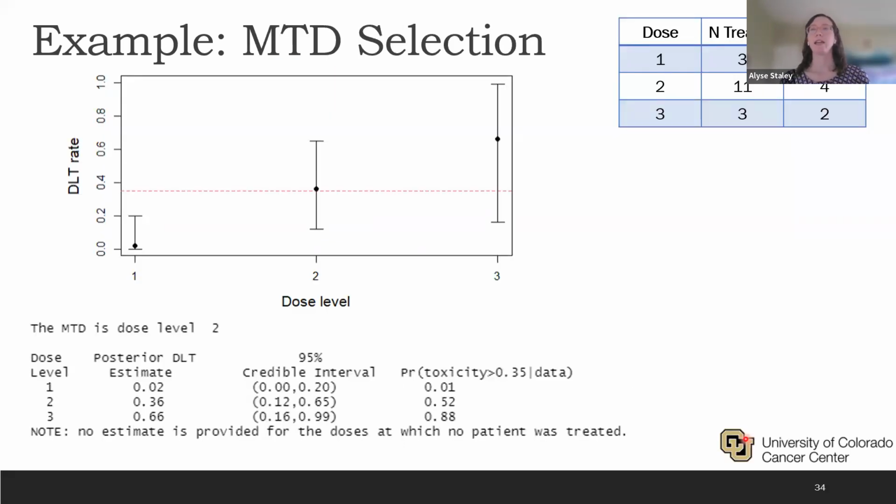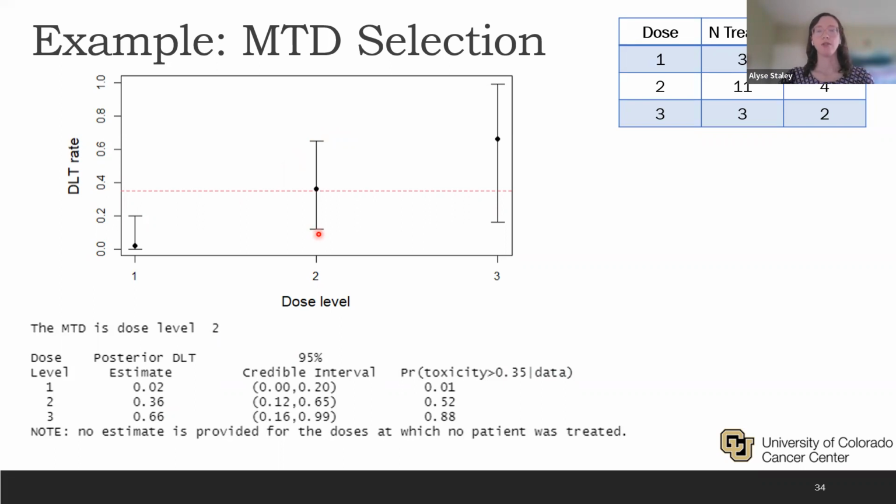It is now time to select the maximum tolerated dose based on the number treated and the number of DLTs at each dose level. In this case, again, our target DLT rate is 0.35, and the MTD based on isotonic regression was selected as dose level 2. And this makes sense because if we go over to dose level 2 and estimate the DLT rate, it's set at 0.36, which is very close to our target of 0.35, which is also clear from the plot.